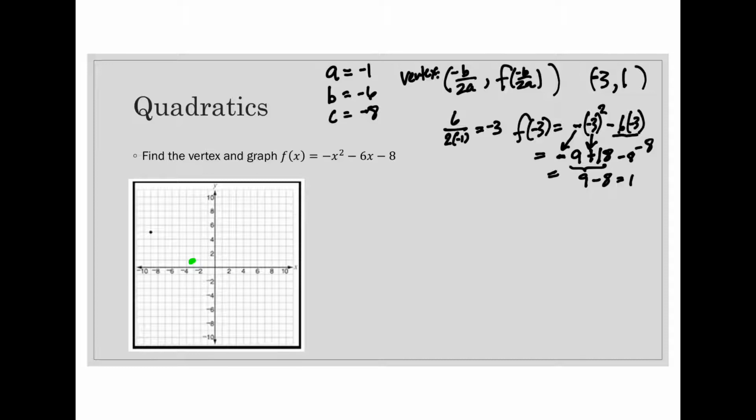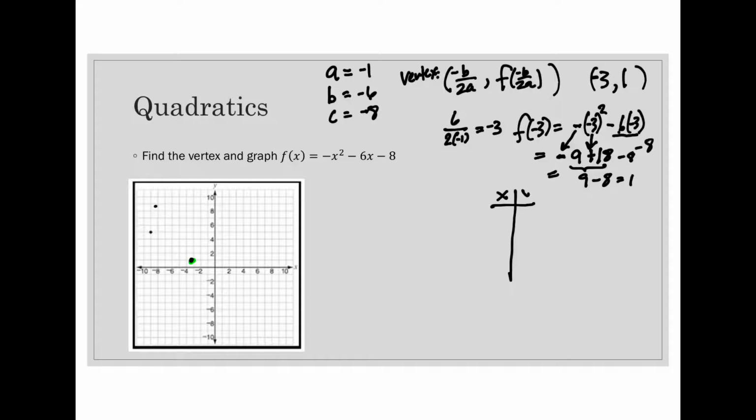Now, just to make some observations here, the a value is negative. So this tells me that I'm going to have an upside down parabola. So that's kind of in my expectations.